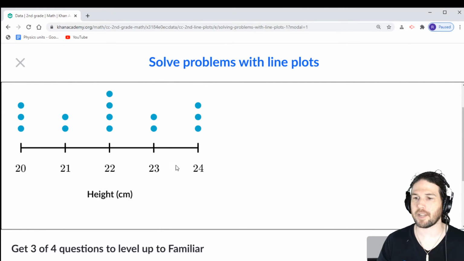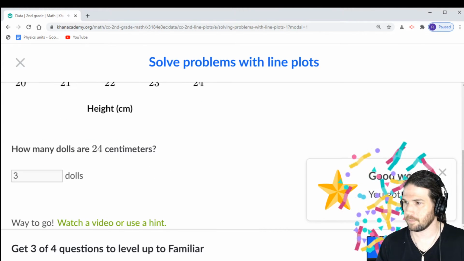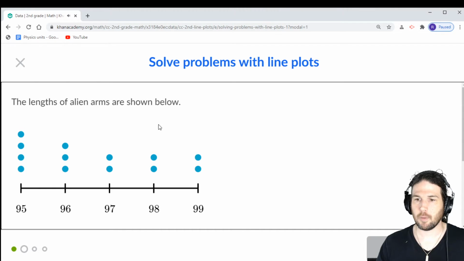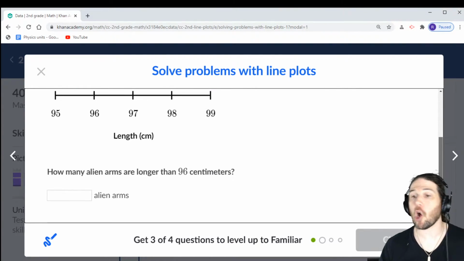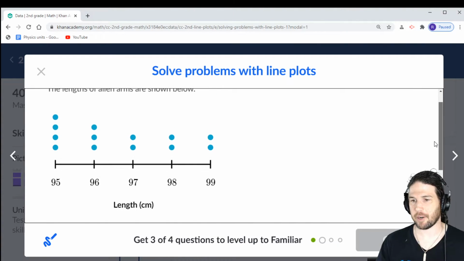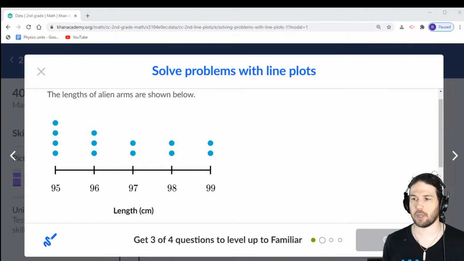How many dolls are 24 centimeters? I see 1, 2, 3 dolls at 24 centimeters. We've got the lengths of alien arms. How many are longer than 96 centimeters? Okay, so this is so important. How many are longer than 96 centimeters?